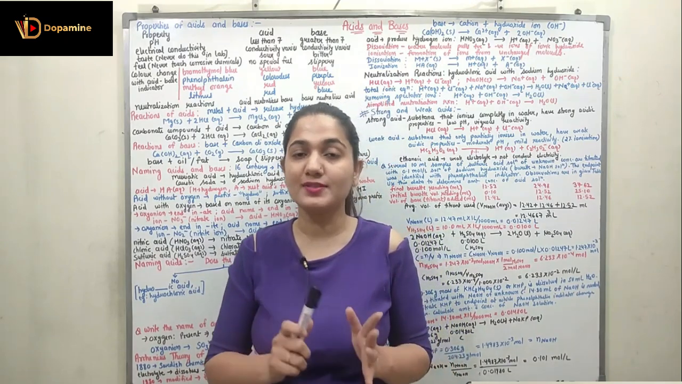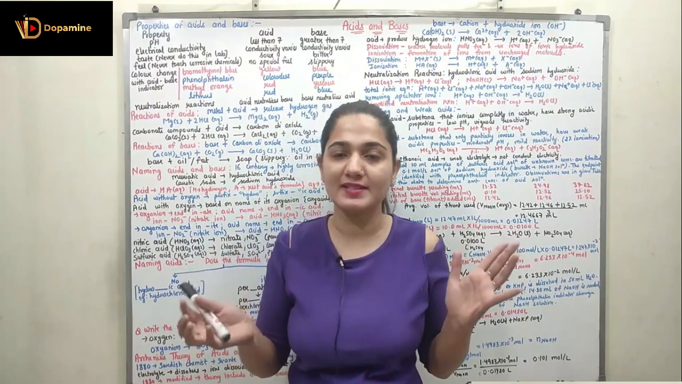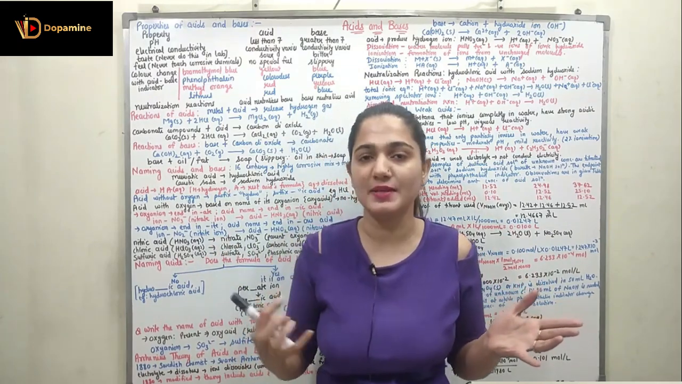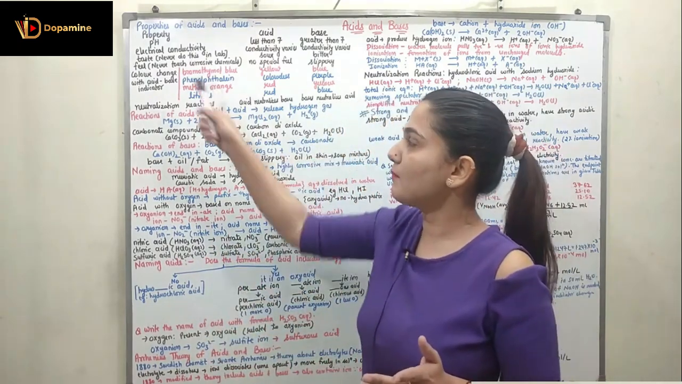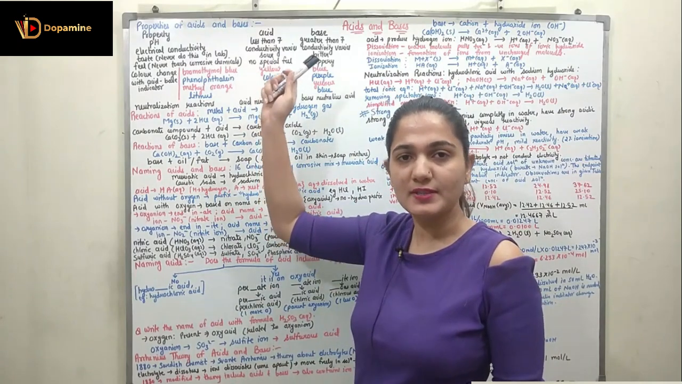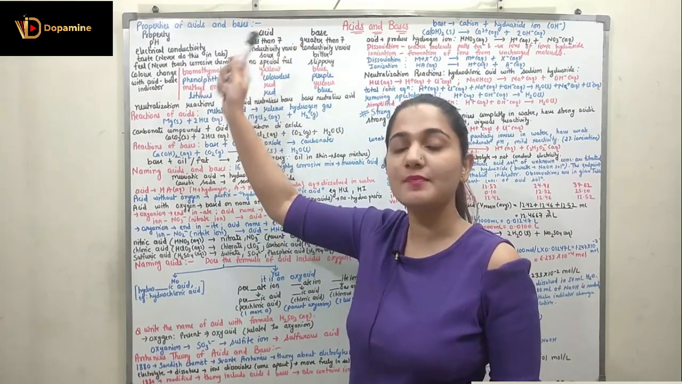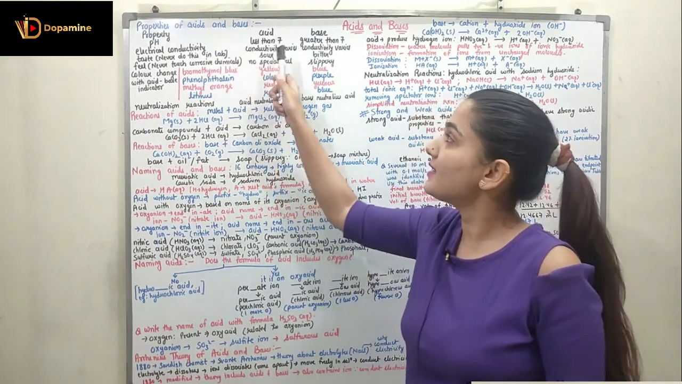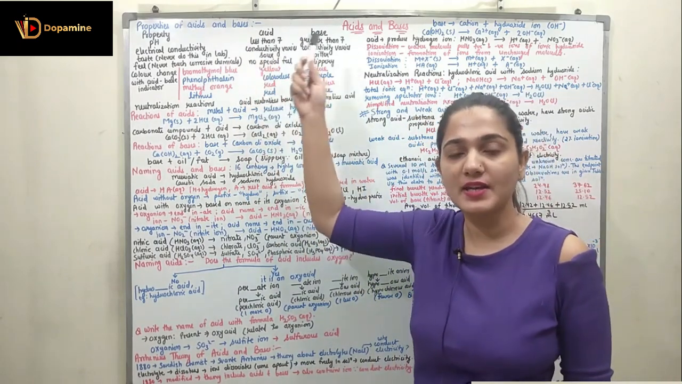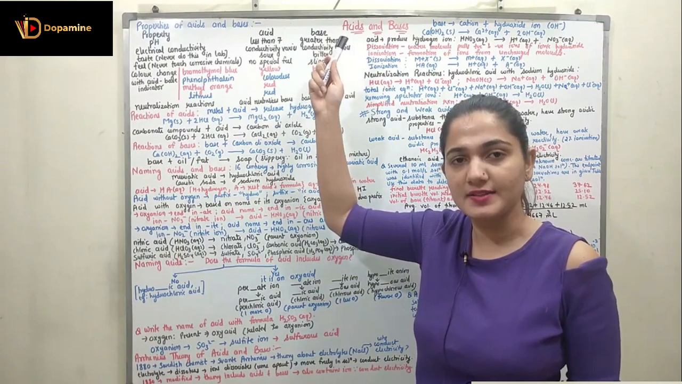First of all, we are going to discuss the various properties of acids and bases to understand them in detail. So with the help of this table, we are going to understand the properties of acids and bases. The first property is the pH. The pH of acid is lesser than 7, whereas the pH of bases will be greater than 7.